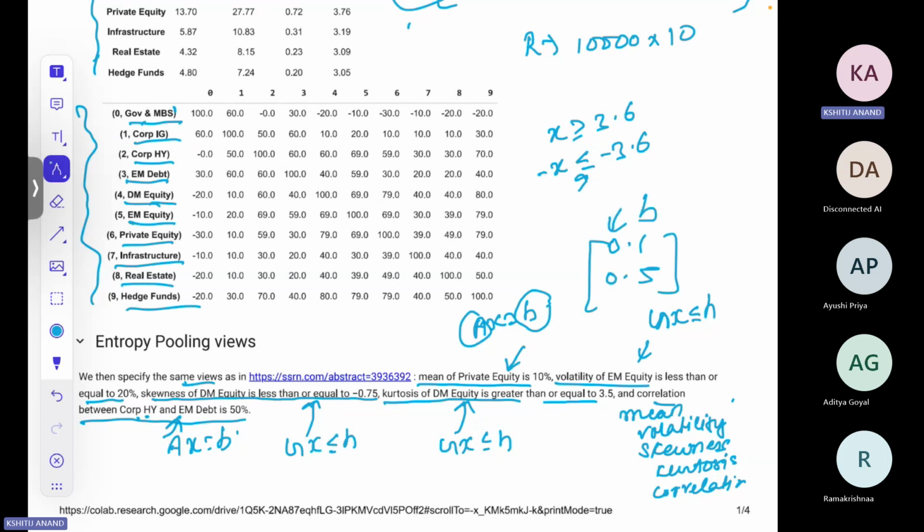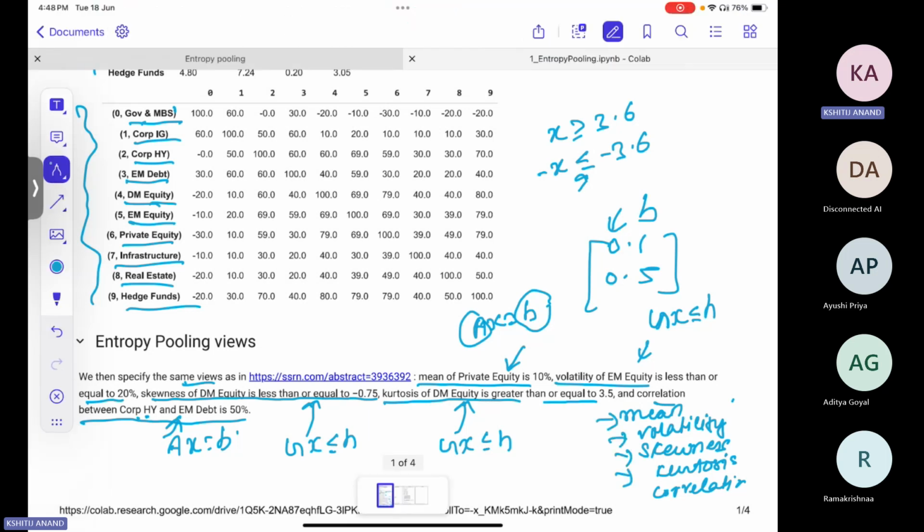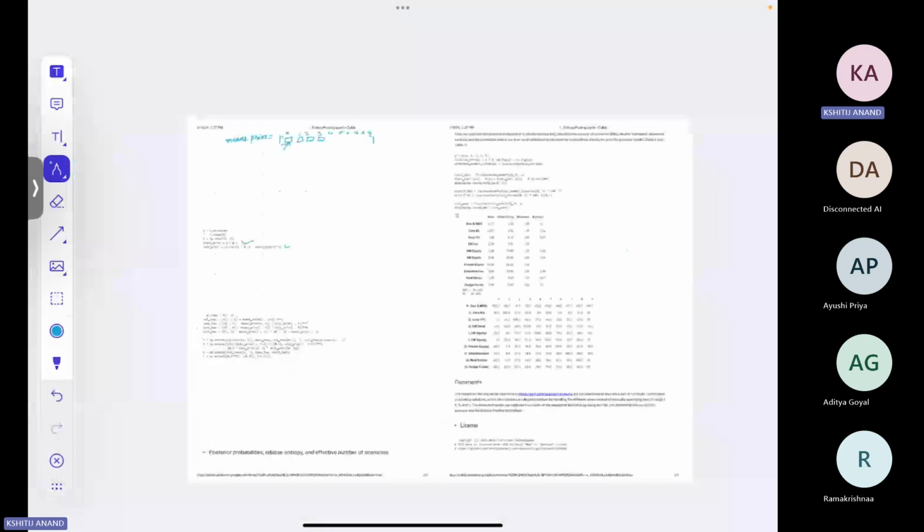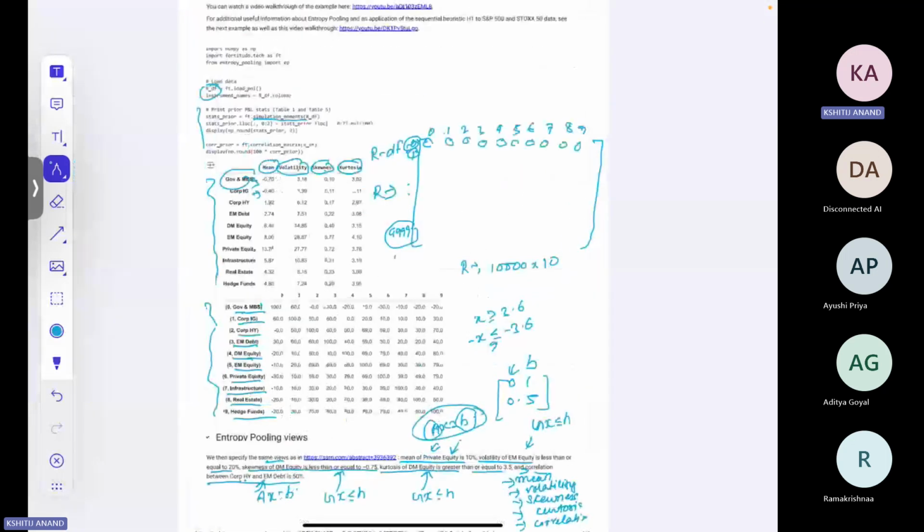And the A matrix will be the matrix of mean, volatility, skewness, kurtosis, and correlation. We will see it in detail, but as of now, let us discuss what the equality constraints are. The equality constraints are mean and correlation, right? Mean and correlation have equality, so they will go to Ax equal to b. Now, let us see which assets are involved.